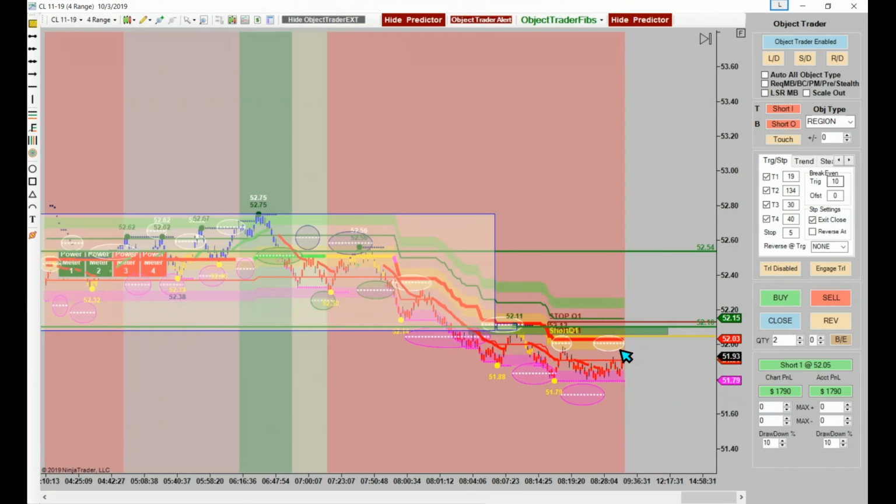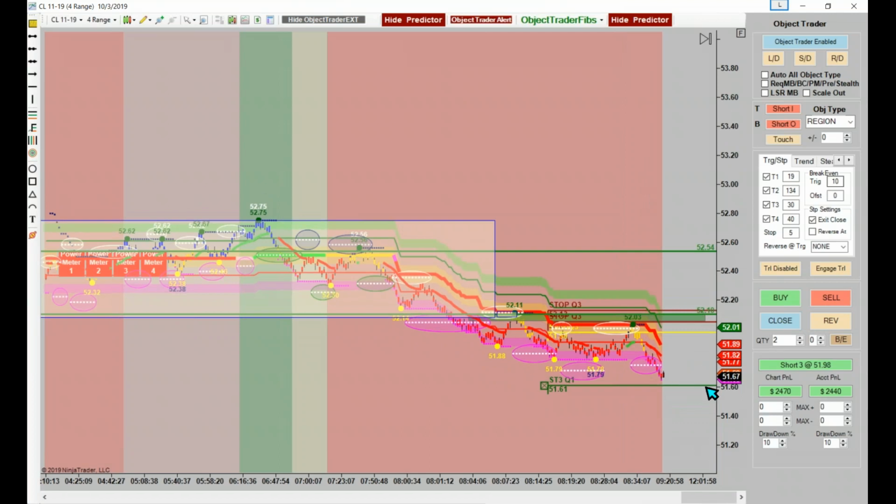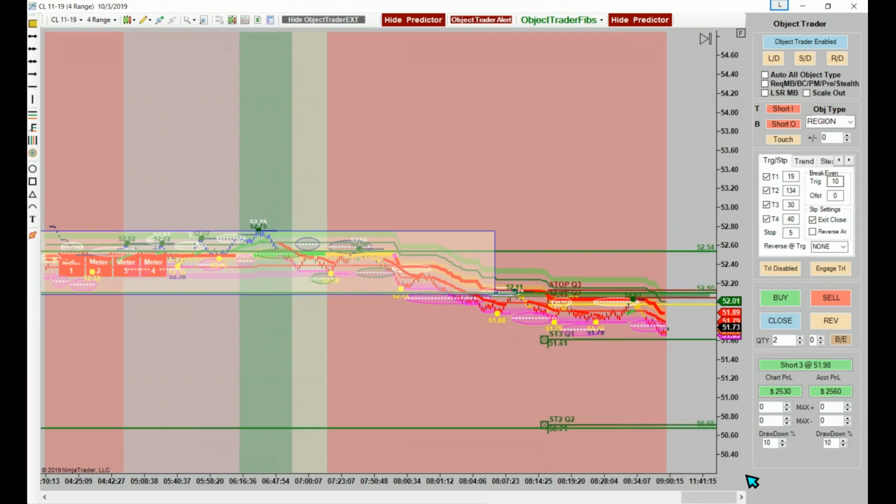But what if this decides to come up and kiss mid-band and roll again? Could you add one? See, that was kind of quick, but I went ahead and added one because it just kissed mid-band. Everybody see how you can do that?